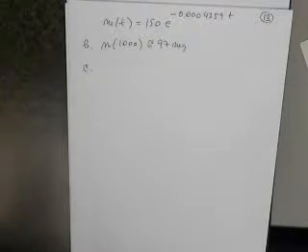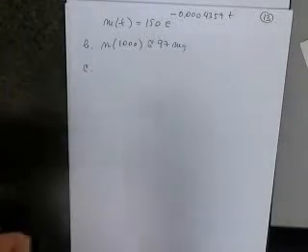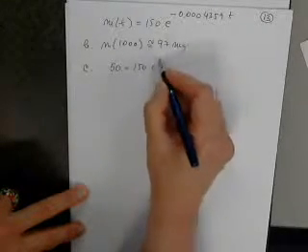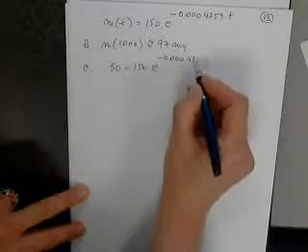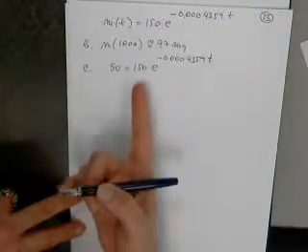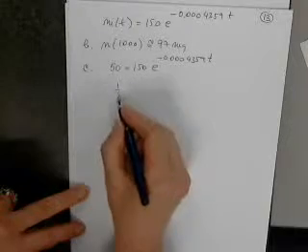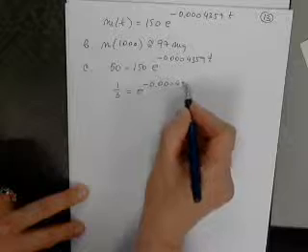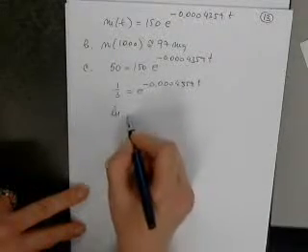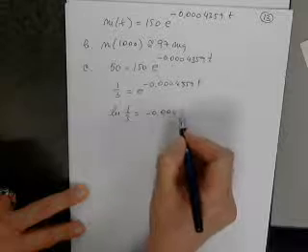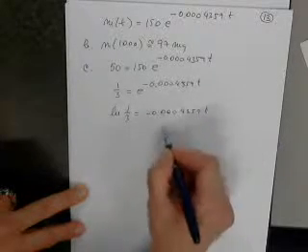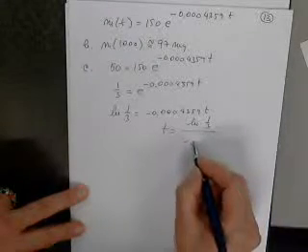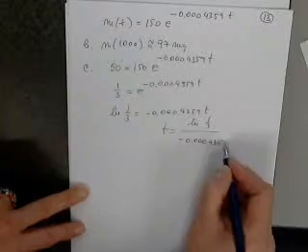After how many years will only 50 milligrams remain? What do I have to write? Very good. Obviously, I have to divide by 150. So this is 1/3 equals e to the negative 0.0004359 t. Natural log of 1/3 equals negative 0.0004359 t. So finally, t equals natural log of 1/3 divided by negative 0.0004359.